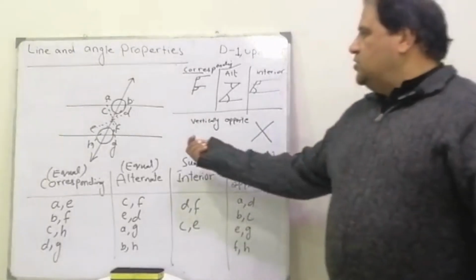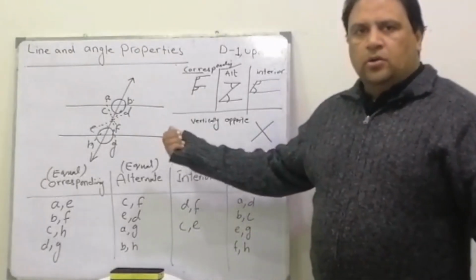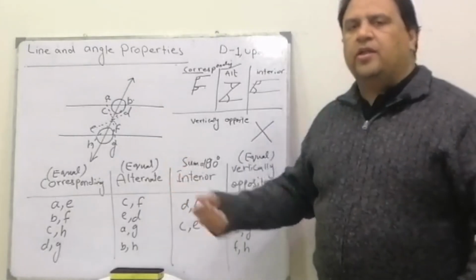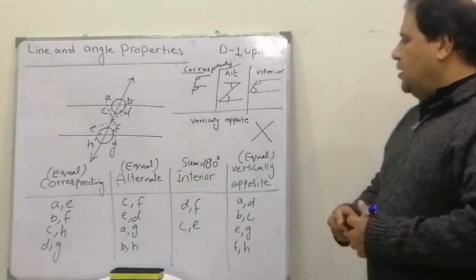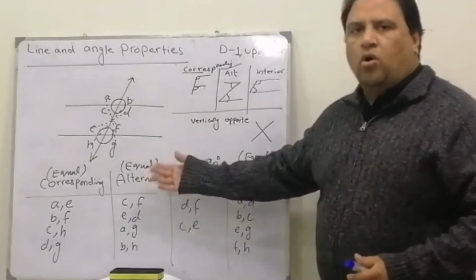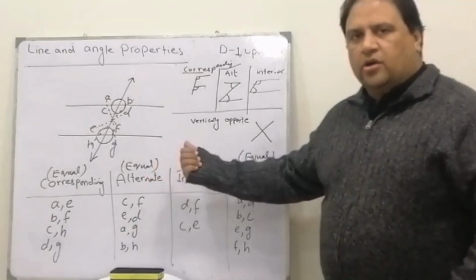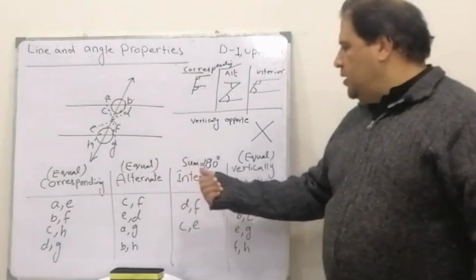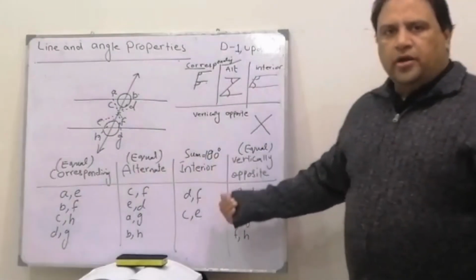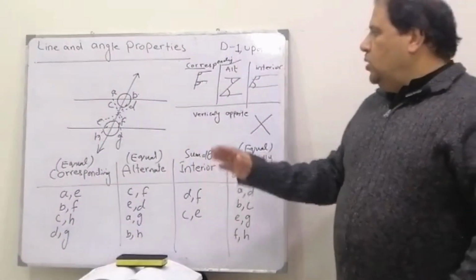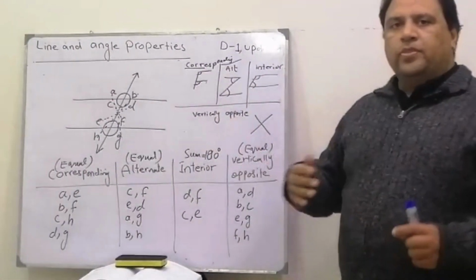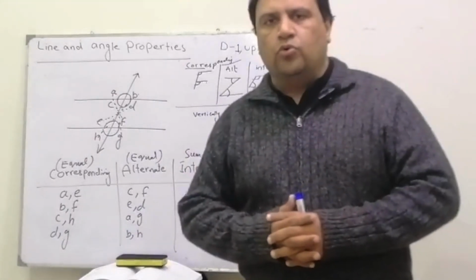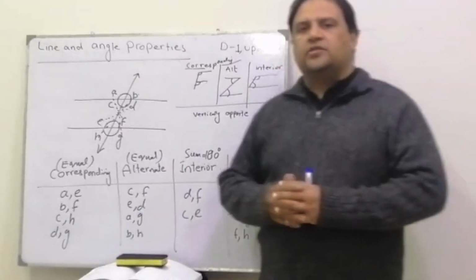So this is the method through which we can identify which angle is of which type, whether it is corresponding, alternate, interior, or vertically opposite. So this is the explanation. I hope that will be quite helpful for you to find the missing angles in such situations.